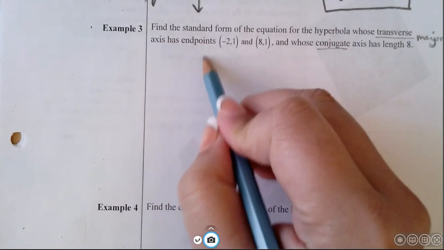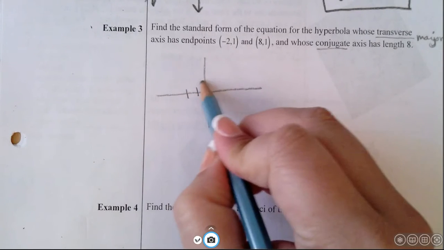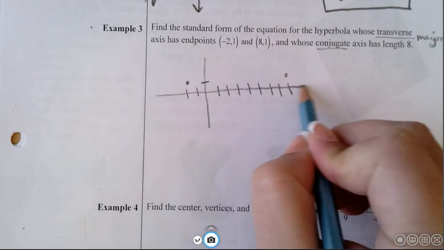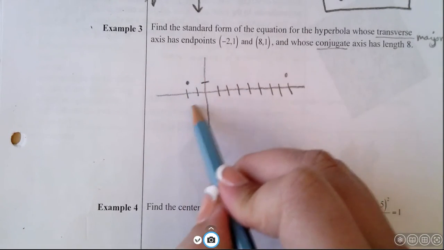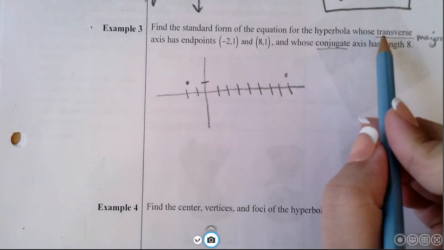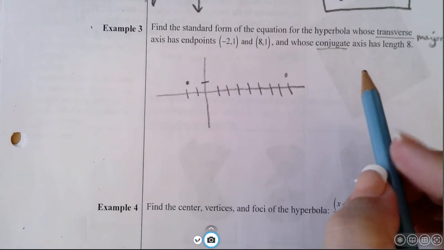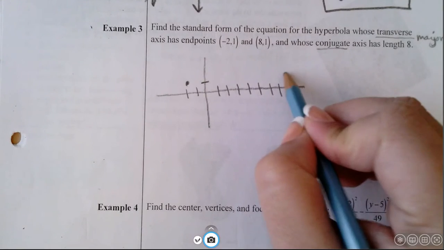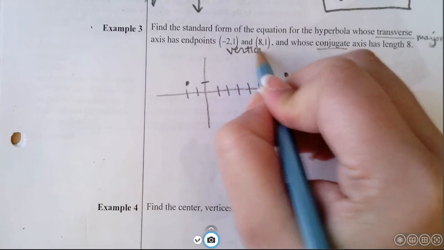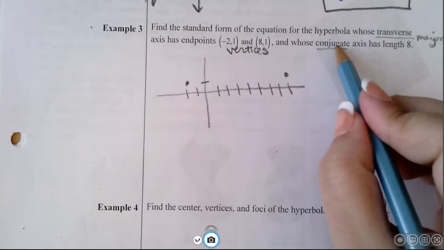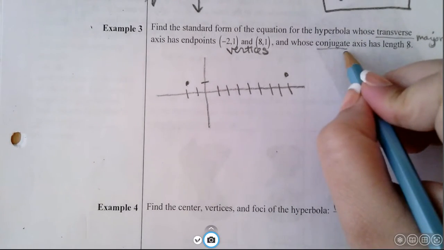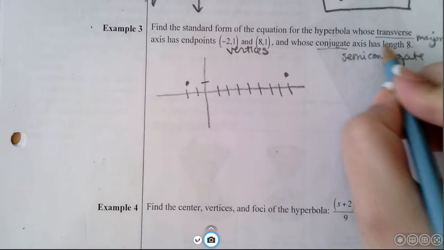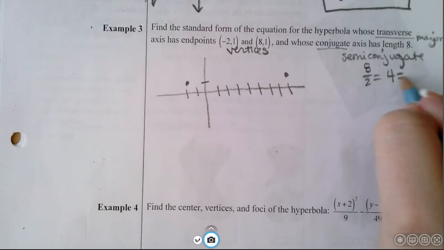So let's go ahead and plot some of these points. So we've got -2, 1 and 8, 1. And that means my hyperbola is opening sideways because that's the transverse axis, the axis that cuts through both hyperbolas. Okay, so I know that these endpoints are also called the vertices, whose conjugate axis has a length of 8, which means the semi-conjugate is 8 over 2, 4, is B.